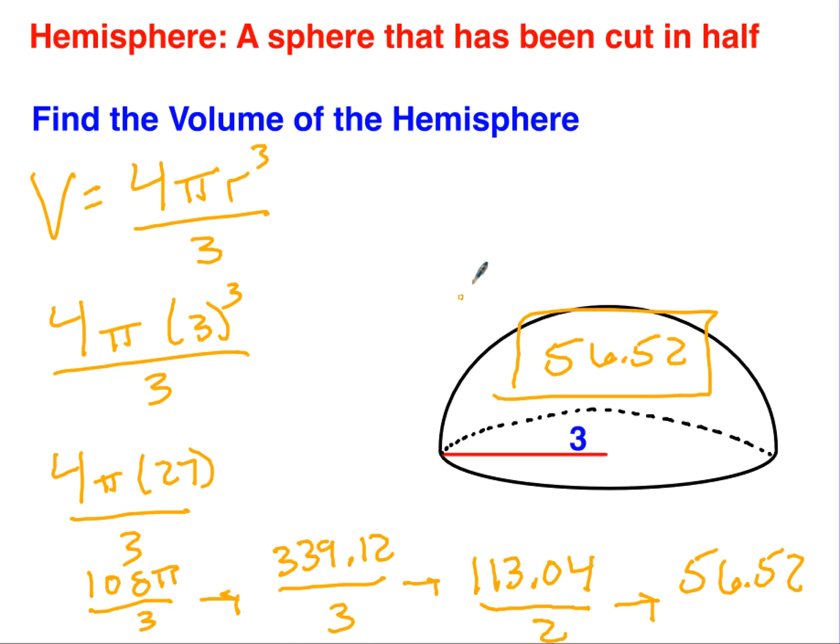Okay, so a hemisphere, it's just half of a sphere, you guys. Make sure you use your sphere formula, and then when you get your final answer, just cut it in half, divide it by 2, and that'll give you your hemisphere.